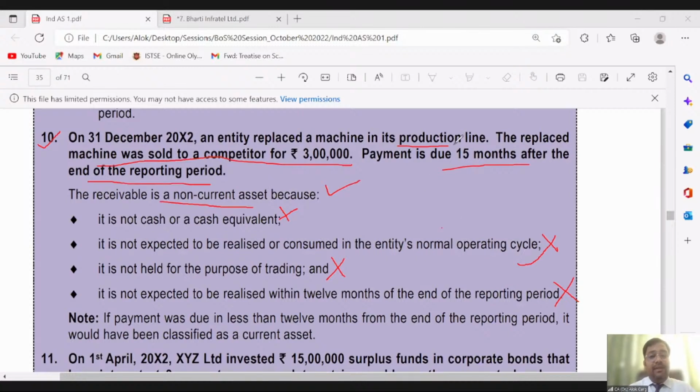But if in the question it is written that the payment is due in, let's say, 9 months, then since it is less than 12 months, it will be classified as a current asset. Okay, it will be classified as a current asset. Clear?